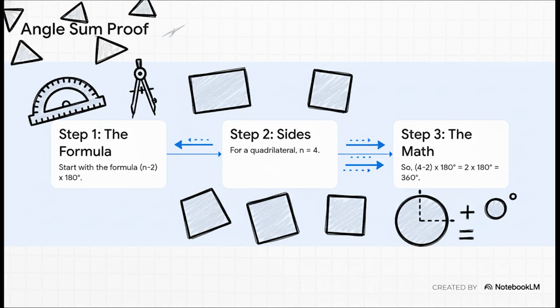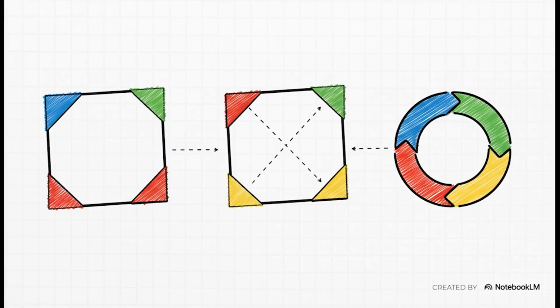The formula is n-2 times 180, where n is just the number of sides. So for a quadrilateral, n is 4. That means we have 4 minus 2 times 180, which is just 2 times 180, which gives us 360. See, the math works out perfectly.